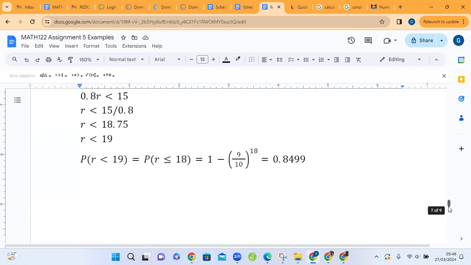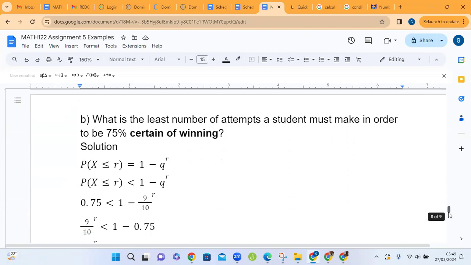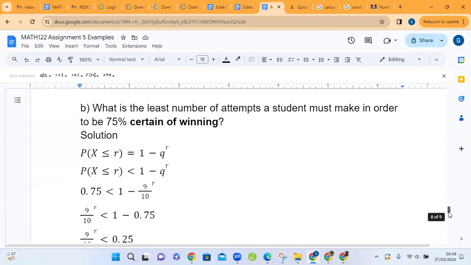Now, part B is asking, what is the least number of attempts a student must make in order to be 75% certain of winning? We have to translate what the term certain of winning means symbolically. Certain of winning is winning within a number of trials. And this can be symbolically translated as P of X less than or equal to R, within a certain number of trials. And previously, we have seen that this is equal to 1 minus Q to the R.